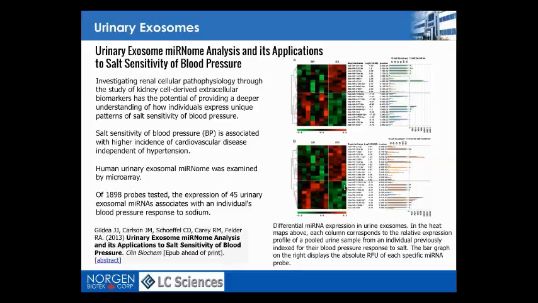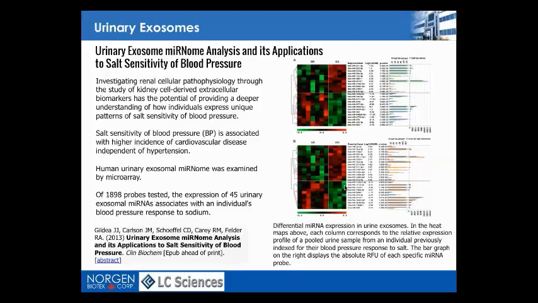So the first one is focusing on the urinary exosome. It's a publication from last year from Gilles et al. It focused on the salt sensitivity of blood pressure, looking at kidney cell-derived microRNA and whether it can be used as an extracellular biomarker. That is important because salt sensitivity of blood pressure is linked to a higher incidence rate of cardiovascular disease. And the method that was used was microarrays.